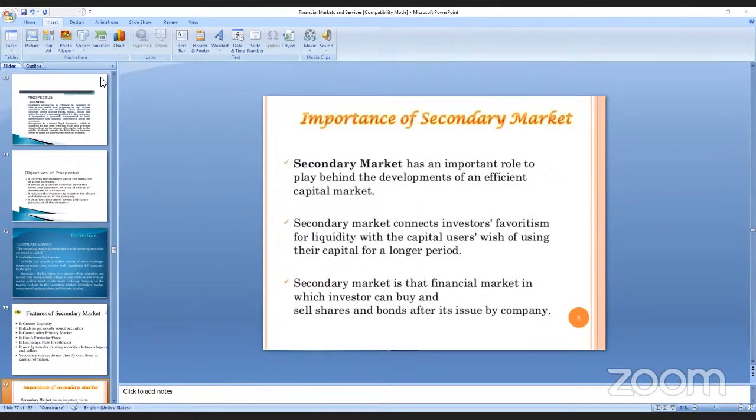So here is the importance of the secondary market. It is a very important role, playing a big part behind the development. With the stock market, day to day, for companies, if the stock market value goes up, what does it reflect on? Do you have any idea? If the whole stock market goes down, what does it reflect on?